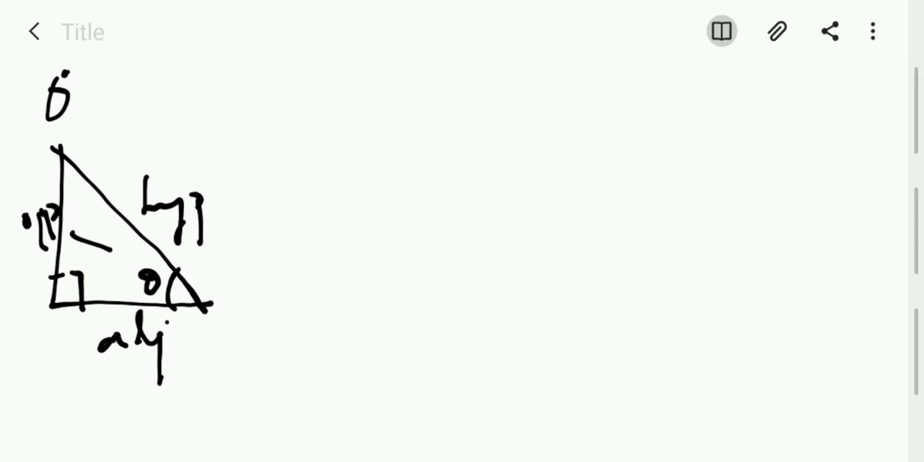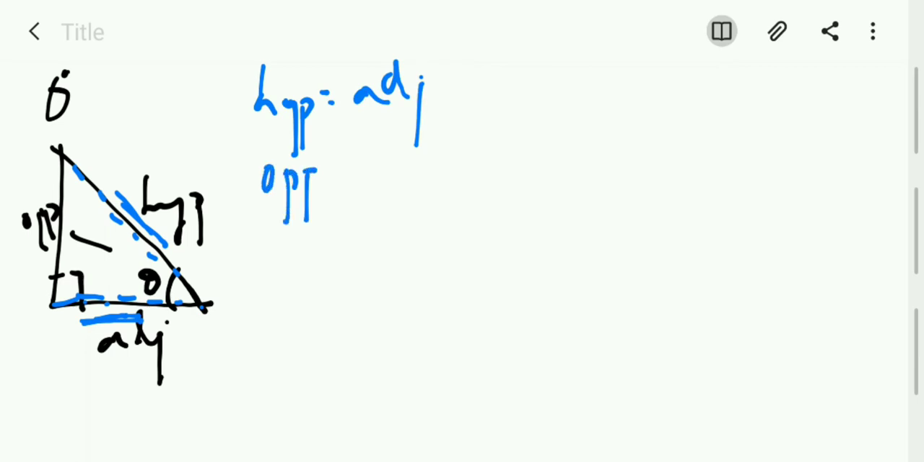If this is 0, that means this line, what I am highlighting, will be exactly lying over adjacent. Look here. So this line, the hypotenuse line, will come and rest on the adjacent line. So hypotenuse will be equal to adjacent, whereas opposite side will be 0.